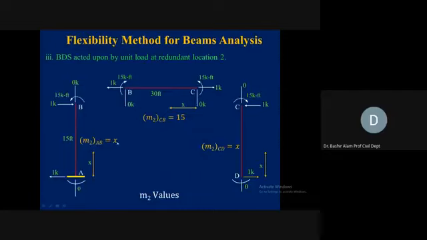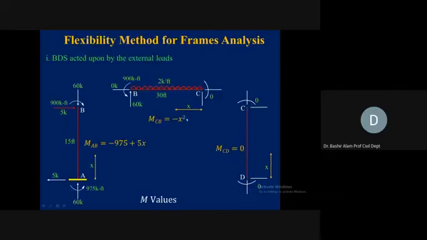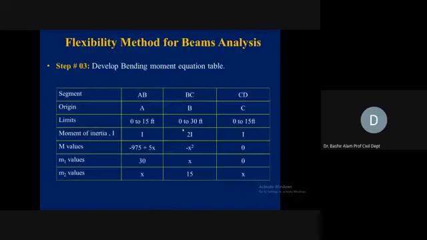For the member BC, it was 2I. Length is from 0 to 30. This is applicable. Now, the moment equation, capital M, is minus x square, and origin is C. So keeping these in mind, here you see origin is B, 0 to 30, 2I, minus x square, M1 is x, and this M2 is 15.